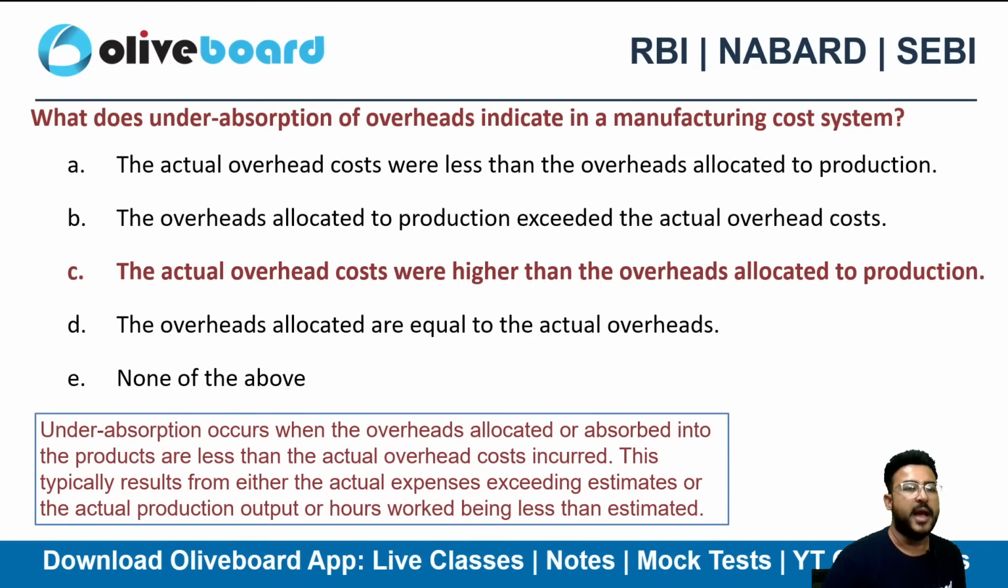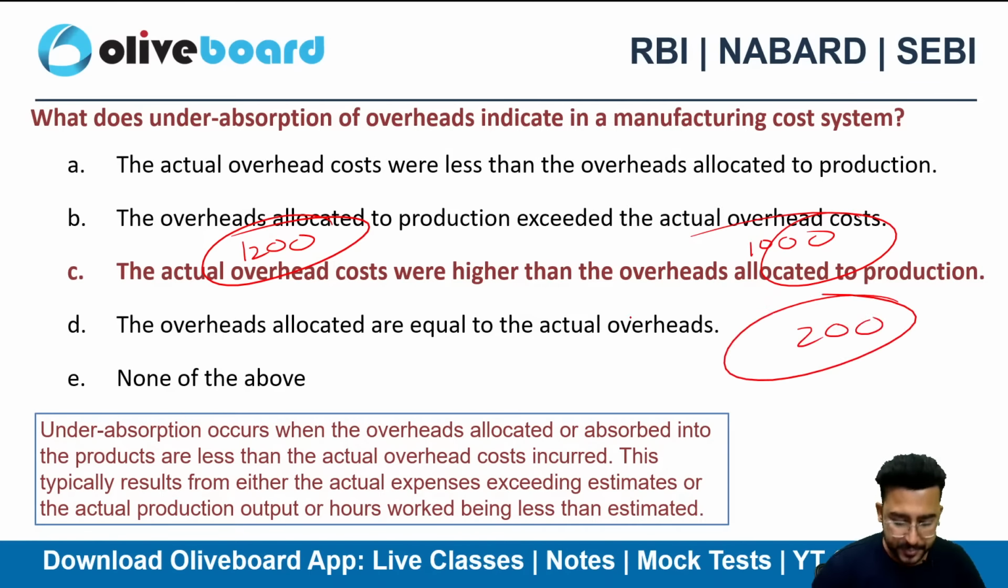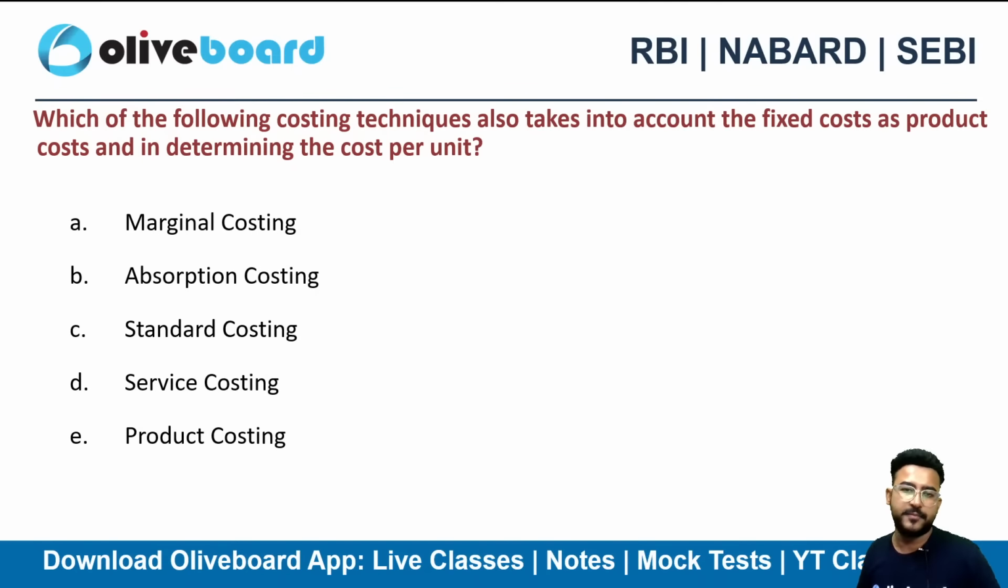What does under absorption of the overhead indicate in the manufacturing cost system? That the actual overheads were higher than the overheads allocated to the production. So I have allocated only 1000 rupees, but actually the overheads were 1200. So can I say that by 200 I am under absorbed? By 200 there is an under absorption. That's the meaning of under absorption.